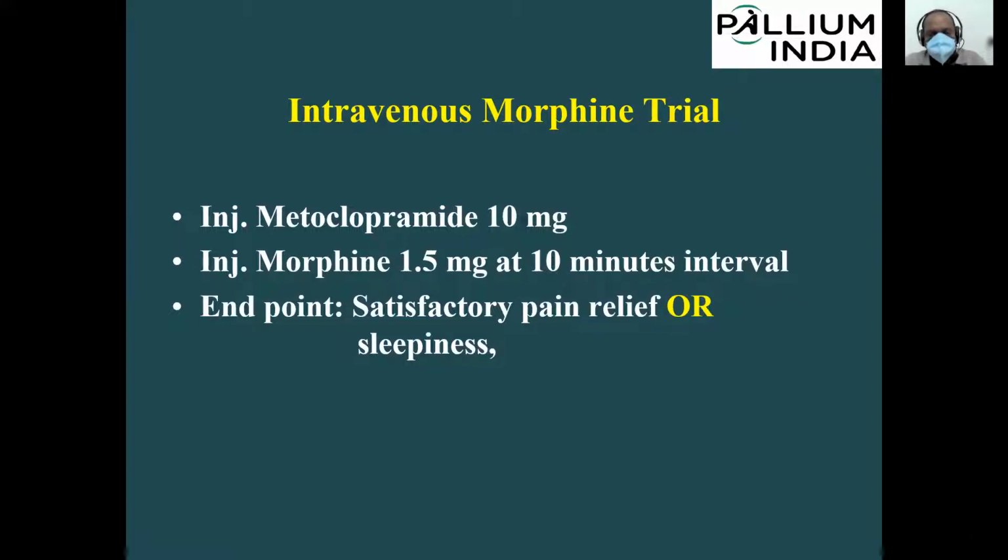So that means sometimes the patient may not have good pain relief, but they will become drowsy. That means the pain is not so much opioid responsive, which is why the patient is becoming drowsy. In such a situation, the patient may not have pain relief, but you have to stop because the patient is drowsy. But many patients can have good pain relief, and then you can stop. So the endpoint is either satisfactory pain relief or sleepiness, whichever comes first.